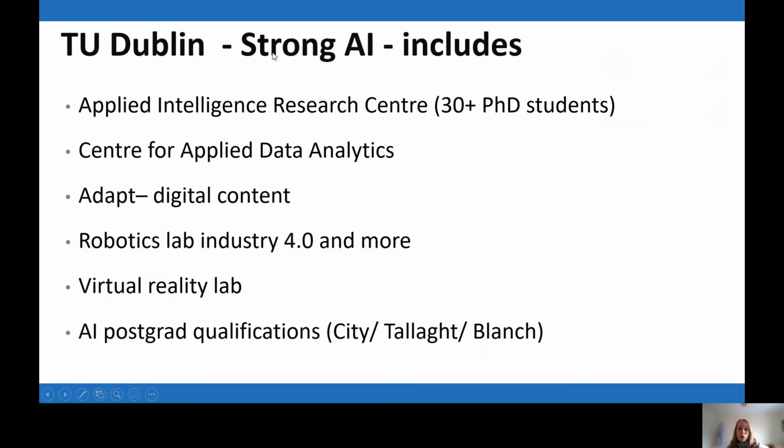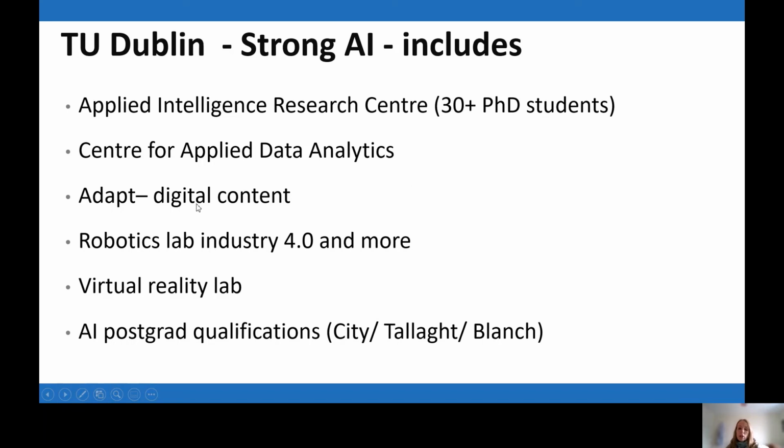Now, just moving on to TU Dublin specifically, we have a strong AI presence here and a sizable AI capacity, including the Applied Intelligence Research Centre, a research centre based at TU Dublin City Campus, where we've got 30 plus PhD students working on AI projects, and obviously a set of supervisory staff who are supervising them. We also have the Centre for Applied Data Analytics, an Enterprise Ireland research centre, which we are part of, and we do work with companies through them.